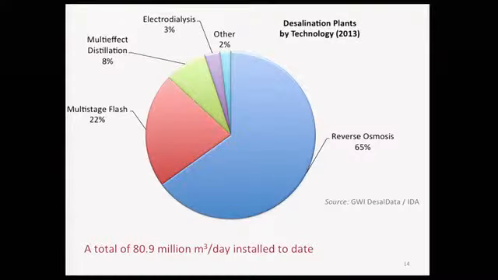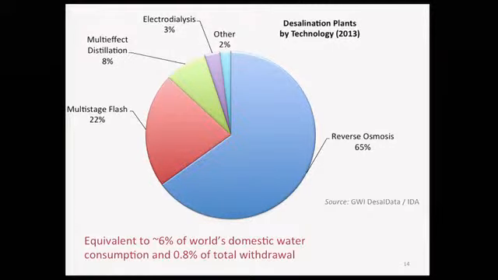If we look at the spectrum of technologies that are deployed today in desalination, reverse osmosis, the membrane processes, represent about 2/3 of installed capacity. It represents as well about 81 million cubic meters per day of installed capacity. That is equivalent to about 6% of the world's domestic water consumption. Not all of it's used domestically, some of it is industrially used. It's equivalent to about 0.8% of what's withdrawn for water supply. Of this, about half is seawater desalination.